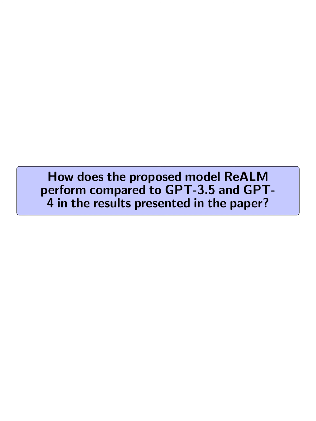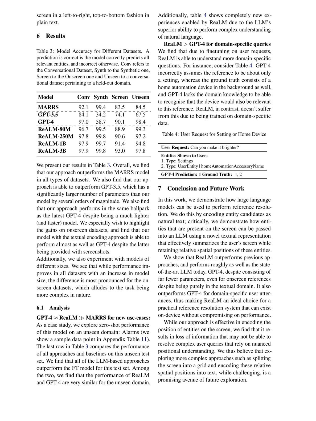How does the proposed model ReALM perform compared to GPT 3.5 and GPT 4 in the results presented in the paper? The proposed model ReALM outperforms GPT 3.5 and performs in the same ballpark as GPT 4 in the results presented in the paper. ReALM is able to outperform GPT 3.5 despite GPT 3.5 having a significantly larger number of parameters by several orders of magnitude.